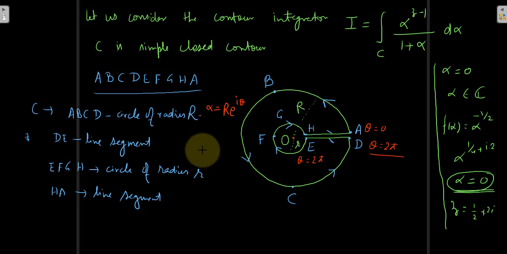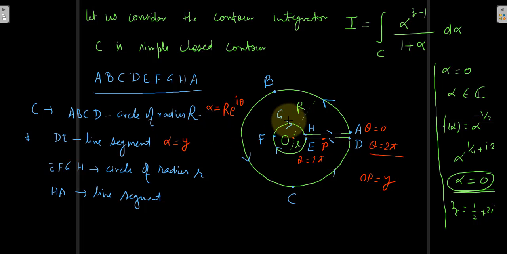And suppose that the distance of a variable point P, that is, the distance OP, is y. So y varies from capital R, because the radius of this bigger circle is capital R, to small r, the radius of this smaller circle. So y varies from capital R to small r, right? So we have alpha equals y times e to the i theta.